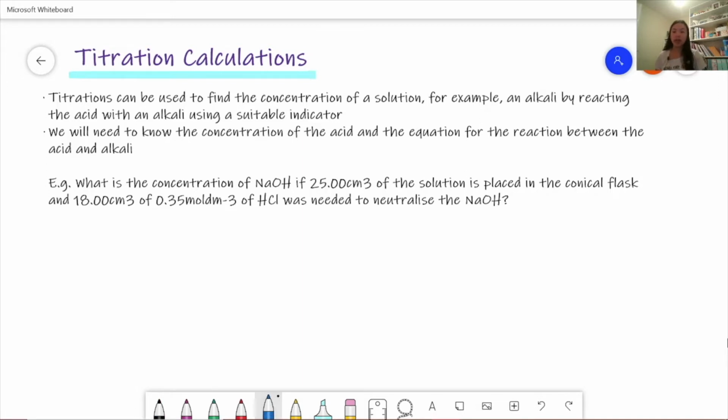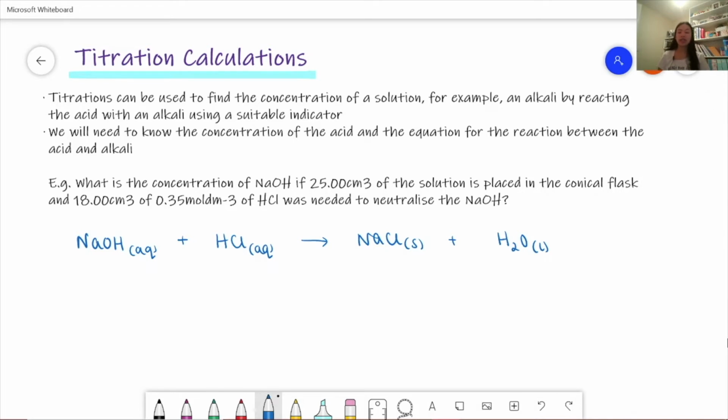The first thing we can do is write out the equation. So we have some sodium hydroxide, and this is in solution, so we call it aqueous. And then we have some hydrochloric acid, and this is also dissolved in water. This will form a salt and water because this is a neutralization reaction. So we have the salt, which is sodium chloride, and then we also form water. And this equation is already balanced, so we don't need to add any numbers.